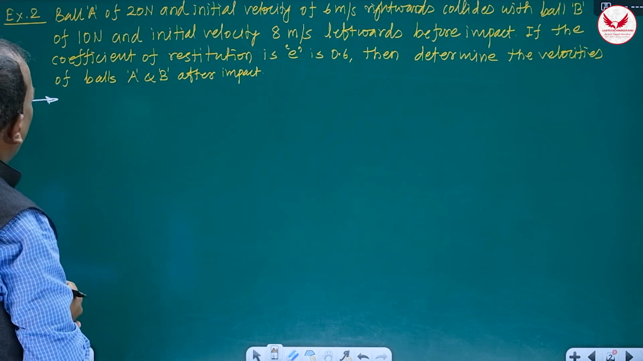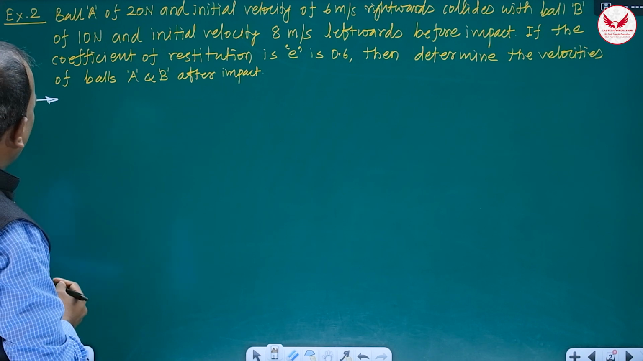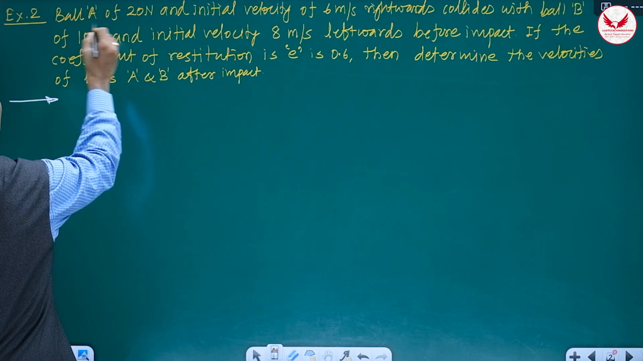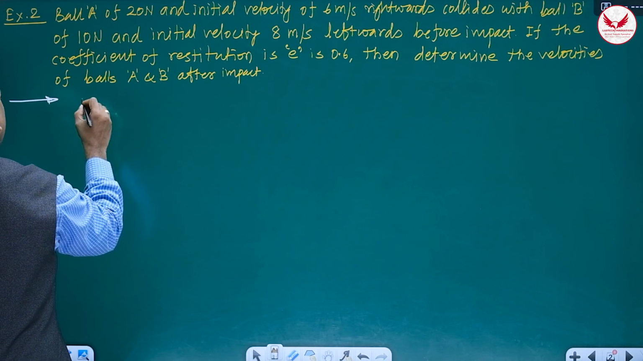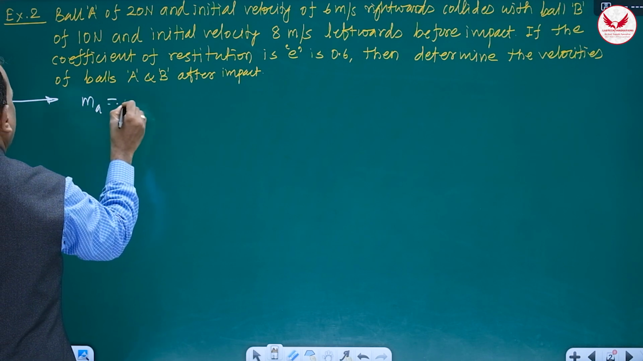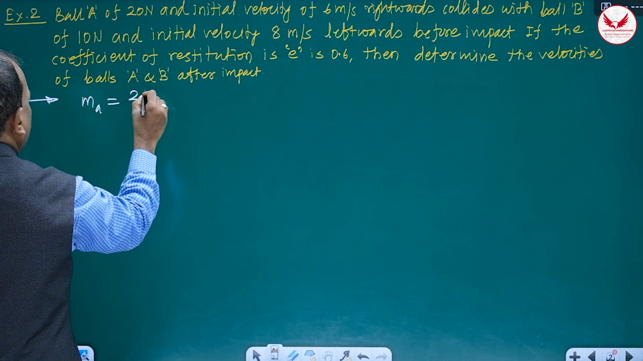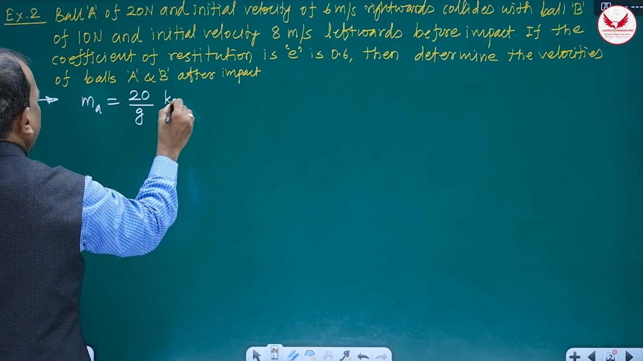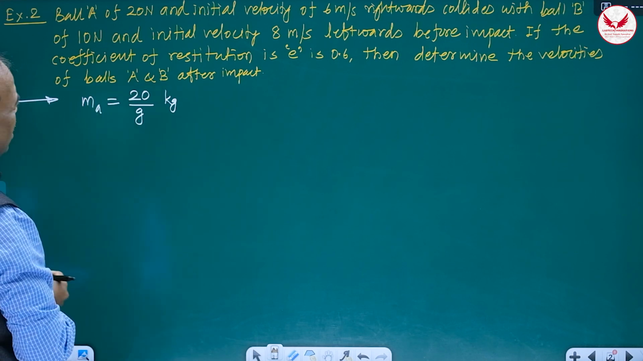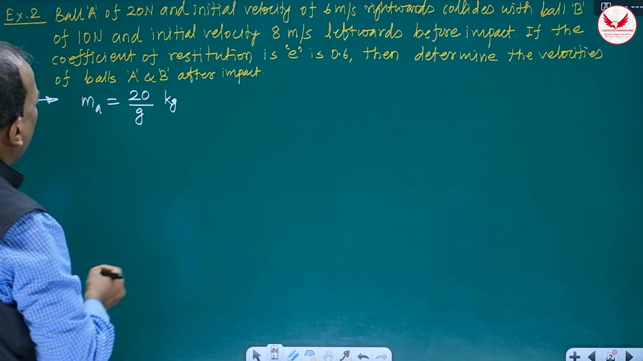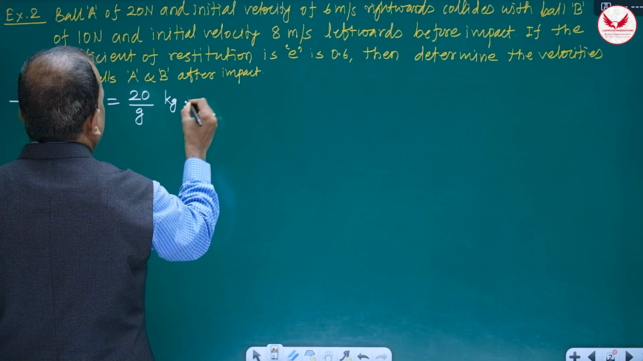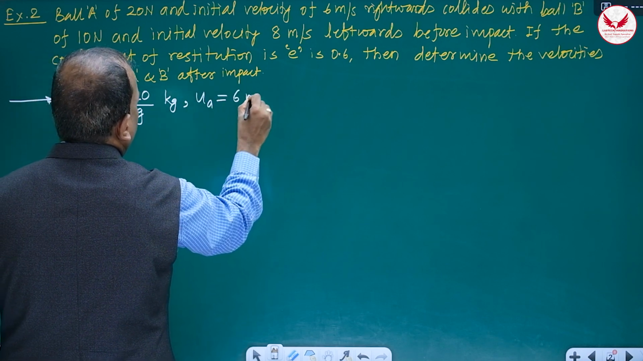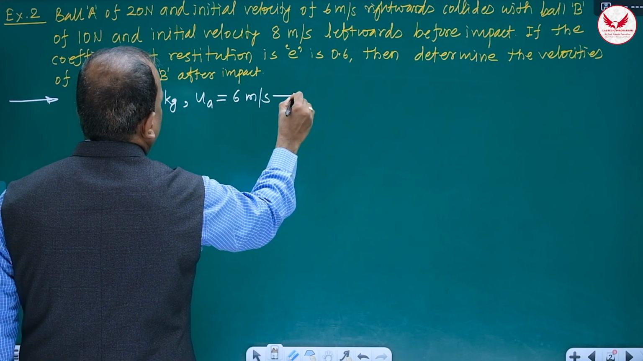is what? A ball of 20 Newton. Now here mass is not given, it is a weight. That means ball A means MA. This is 20 Newton means 20 by G. It will be in terms of kg. And initial velocity of 6 meters means initial velocity of U is 6 meters per second towards right.